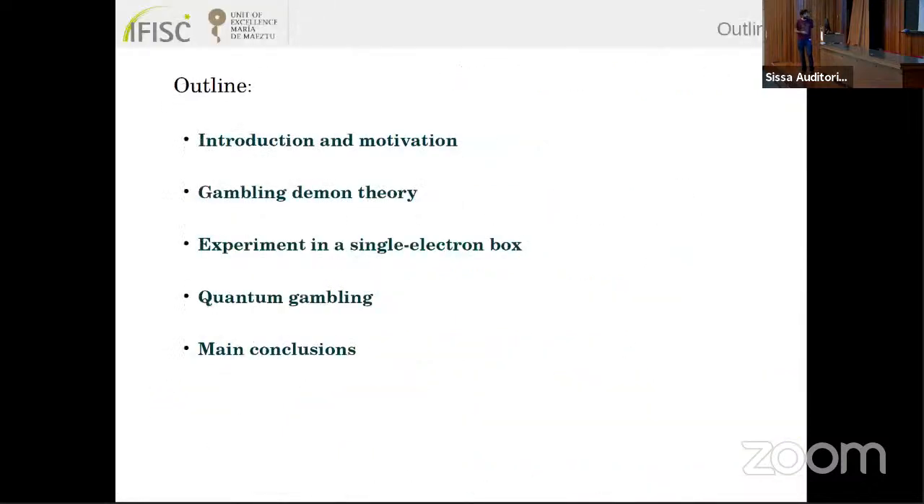So this is the outline of the talk. I will start with some introduction and motivation of our work. Then I will introduce this concept of the gambling demon and the theoretical results that we obtained. Then I will discuss some experimental tests of the results in a single electron box. And then I will give you a few points about how this theory can also be extended to the quantum case along quantum trajectories.